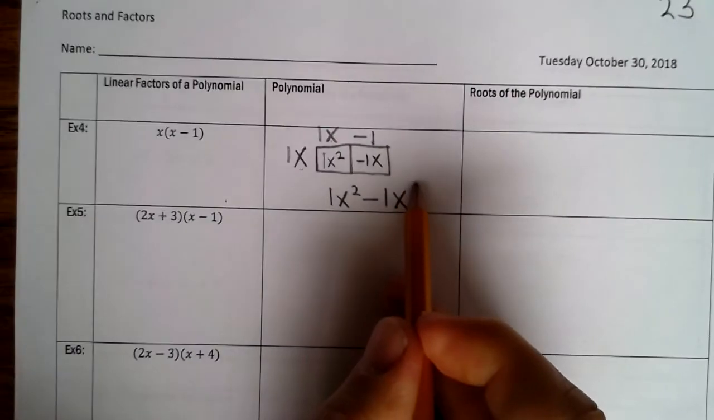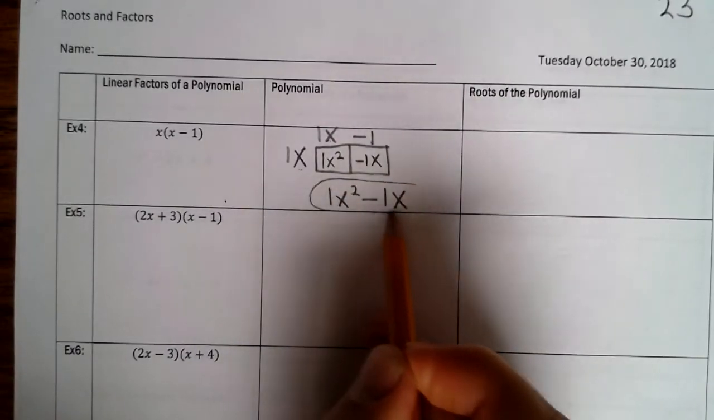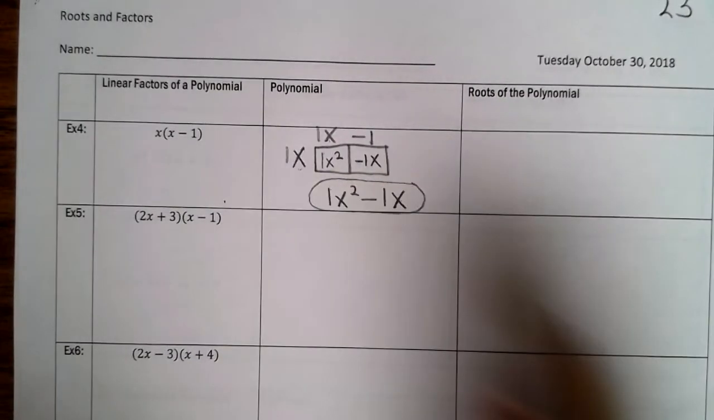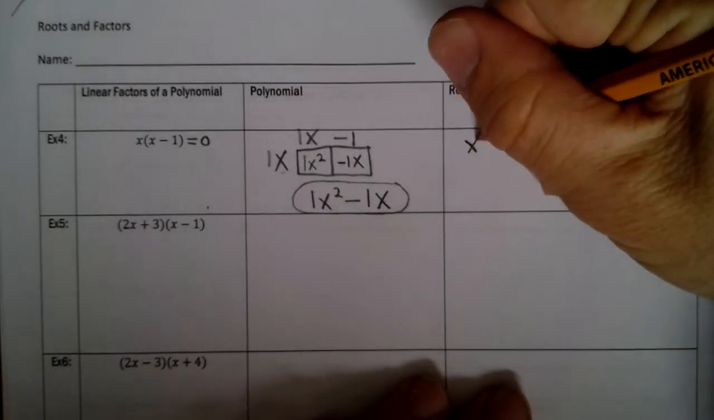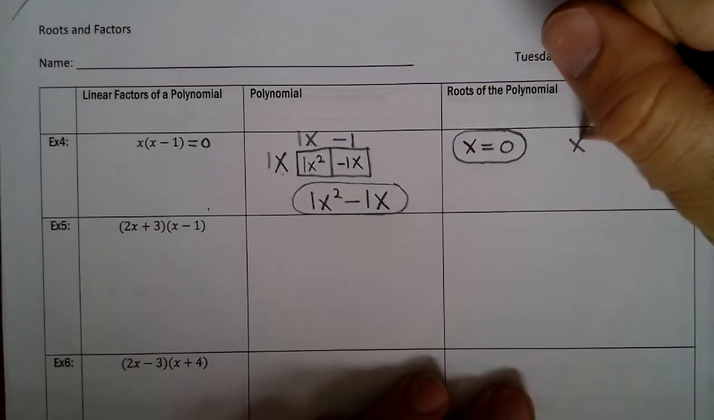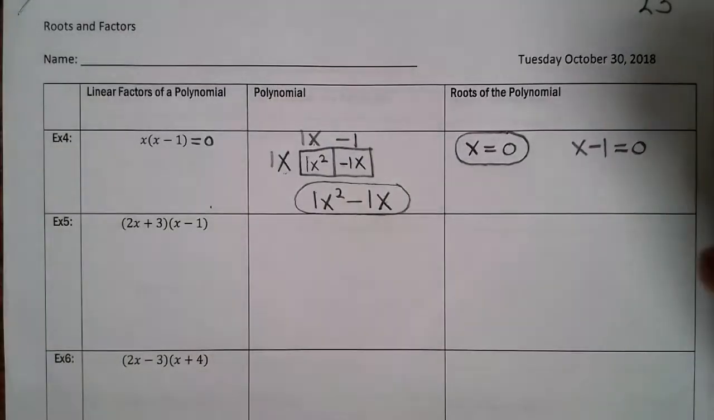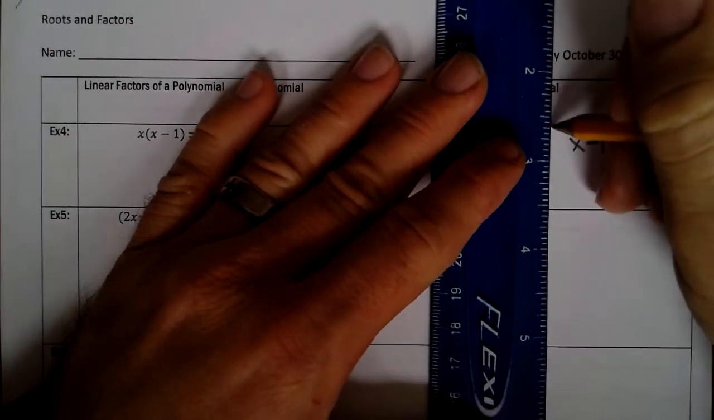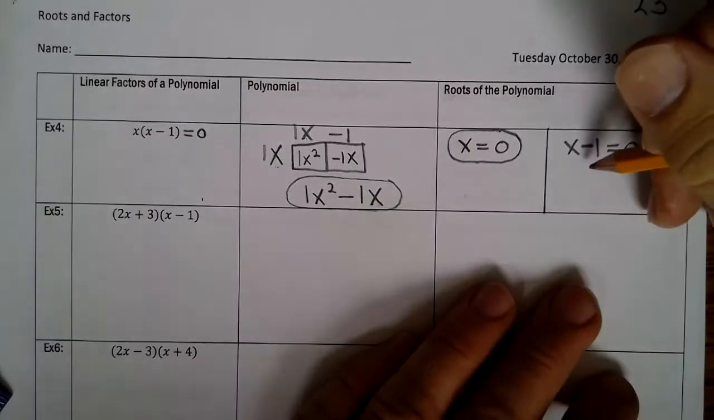Now to find the roots, you come back to here, set it equal to 0, and you set each of those equal to 0. So x equals 0, that's done. And then x minus 1 equal to 0. So you add 1 to both sides, x equals 1.